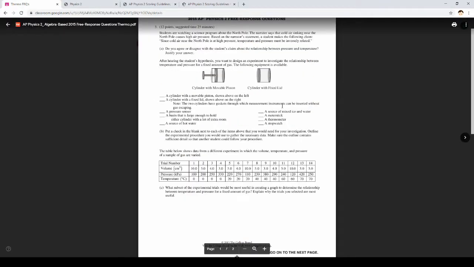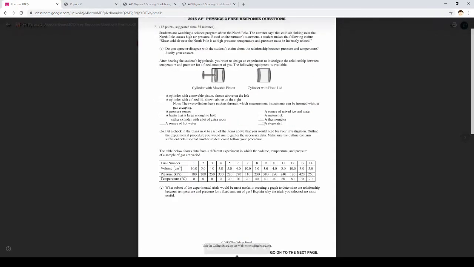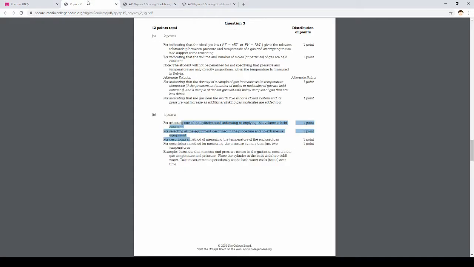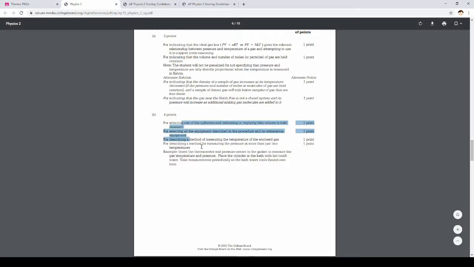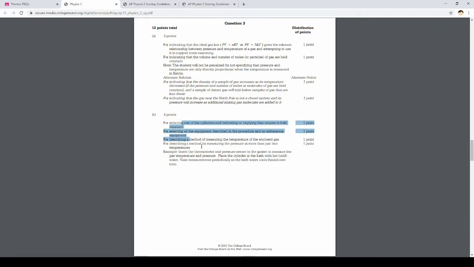Selecting the equipment described with no extraneous equipment. We don't need a meter stick. We don't need a stopwatch. So you should not be checking those. Describing a method of measuring pressure at more than just two temperatures. And describing a method of measuring the temperature of the enclosed gas.